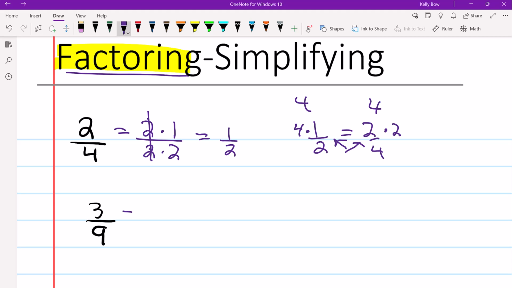So you could do another one. 3 times 1 over 3 times 3. 3 divided by 3 is 1, so that leaves 1/3. And then have them rewrite it. 3/9 is equivalent to 1/3. It's important to not only have them see it, but to say it.